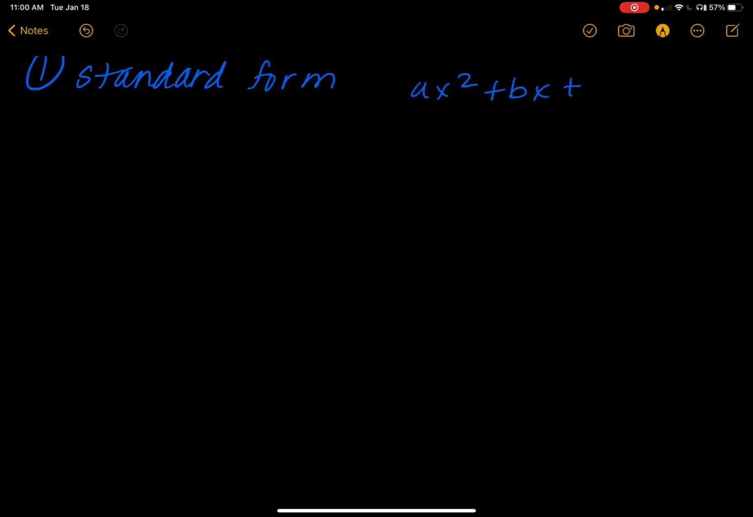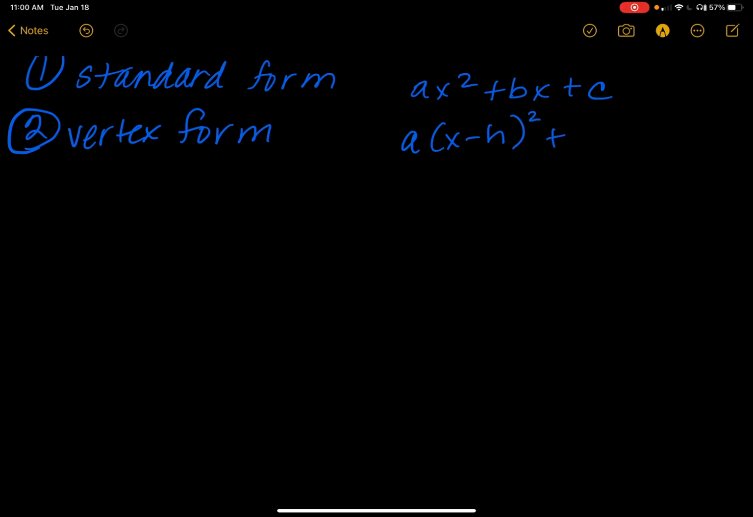So up until this point, we have learned about how to write quadratic expressions in standard form. And standard form of a quadratic expression is ax squared plus bx plus c. We have also learned how to write a quadratic expression in vertex form. Vertex form is a times x minus h squared plus k. Now both of these forms we're familiar with because we handled them last week.